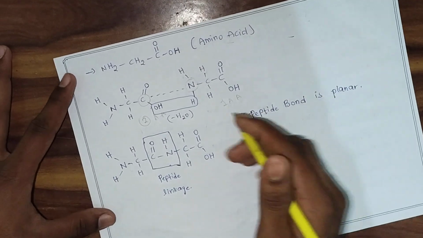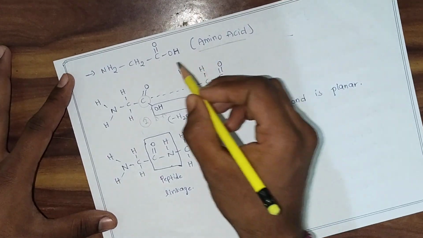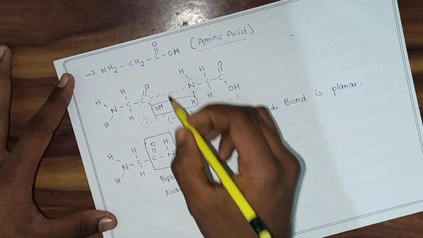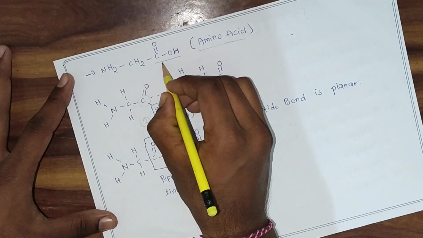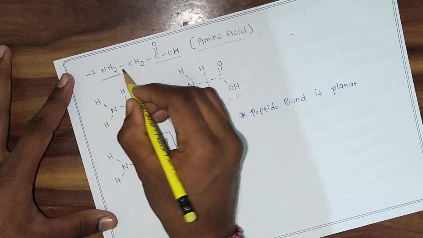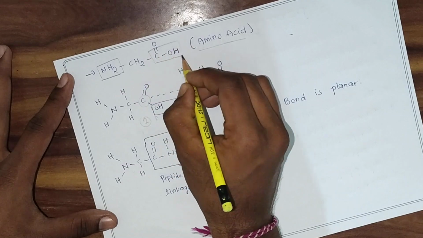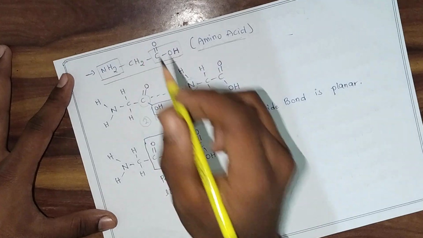Okay, then we explain what is an amino acid. A carbon or any atom which contains a carboxylic group and a nitrogen group or amine group is called an amino acid. This structure is called an amino acid.